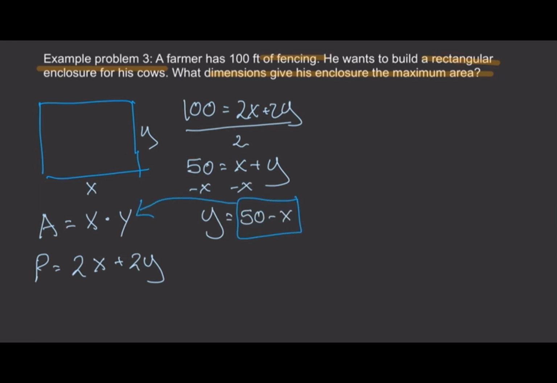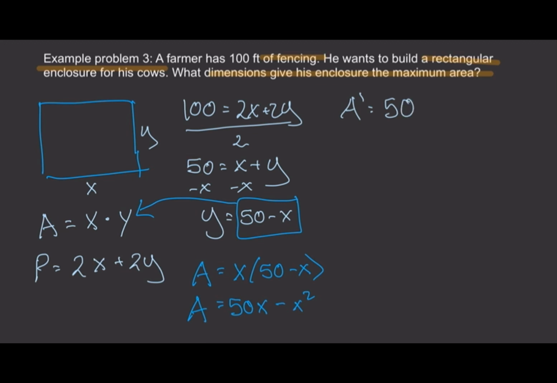Now we can plug 50 minus x into the area equation. Since 50 minus x is equal to y and 50 minus x is being plugged in, the new equation should look like this. The next step is to take the derivative and set it equal to 0. So let's do that real quick. By setting it equal to 0, we get x equals 25.